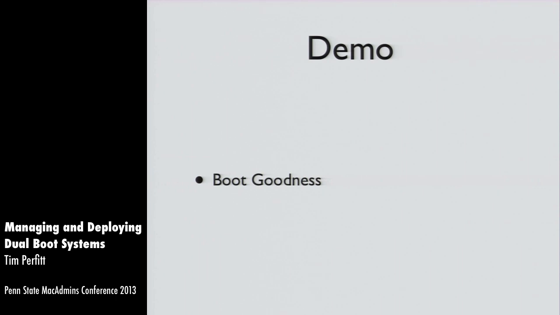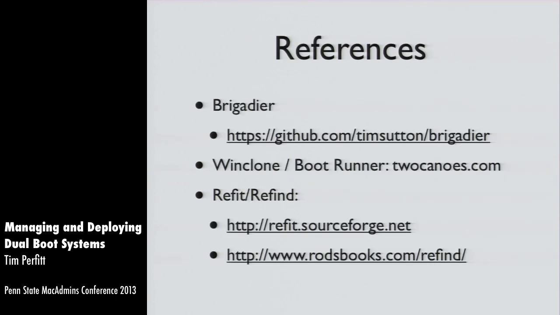All right, I don't have time for a demo. So, references. The Brigadier. It's on GitHub. Just Google it and you will find it. WinClone and Boot Runner, of course, are on our site. And rEFIt and rEFInd are on SourceForge.